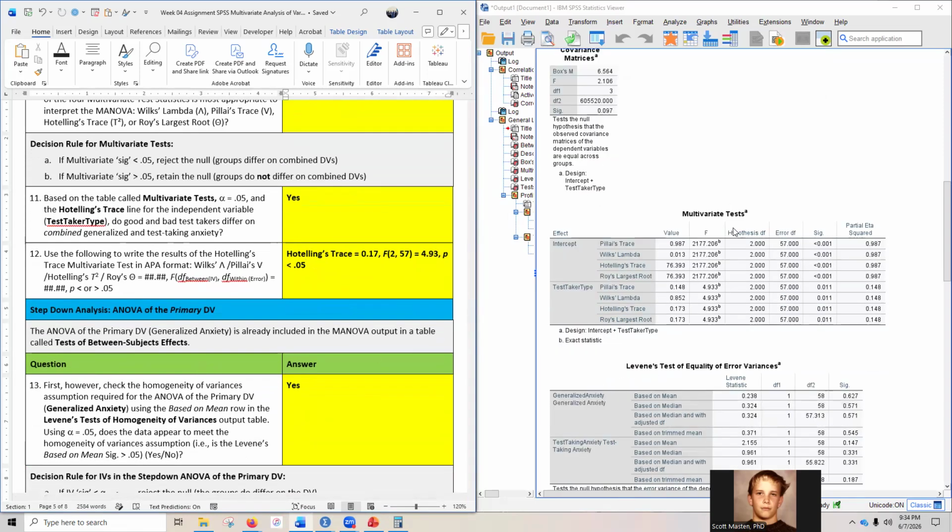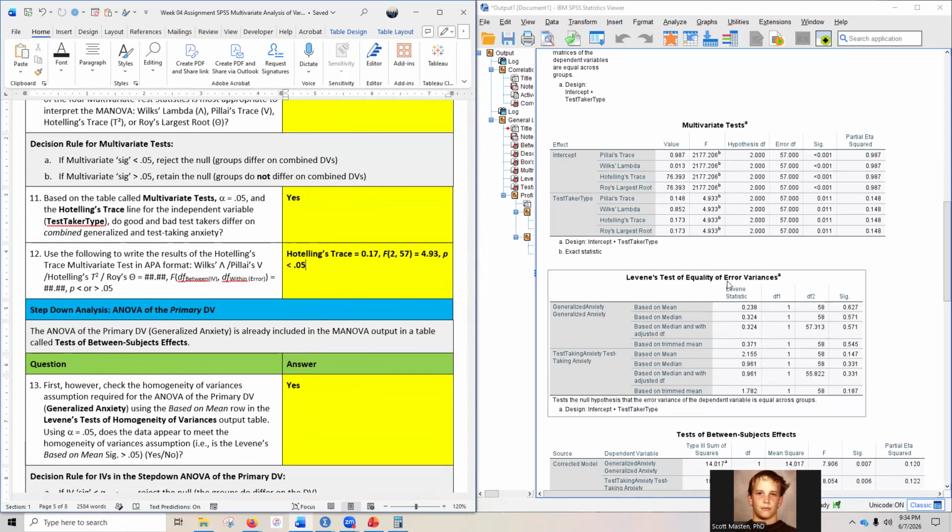So first, let's look at our Levene's test of homogeneity of error variances, and based on the based on mean row, do we violate the assumption for either generalized anxiety or test taking specific anxiety? Neither of these sig values are less than 0.05, so it looks like for both of the dependent variables, we've met the assumption of homogeneity of variances. So the question, do the data appear to meet the homogeneity of variances assumption? Yes, they do, because neither sig is less than 0.05.